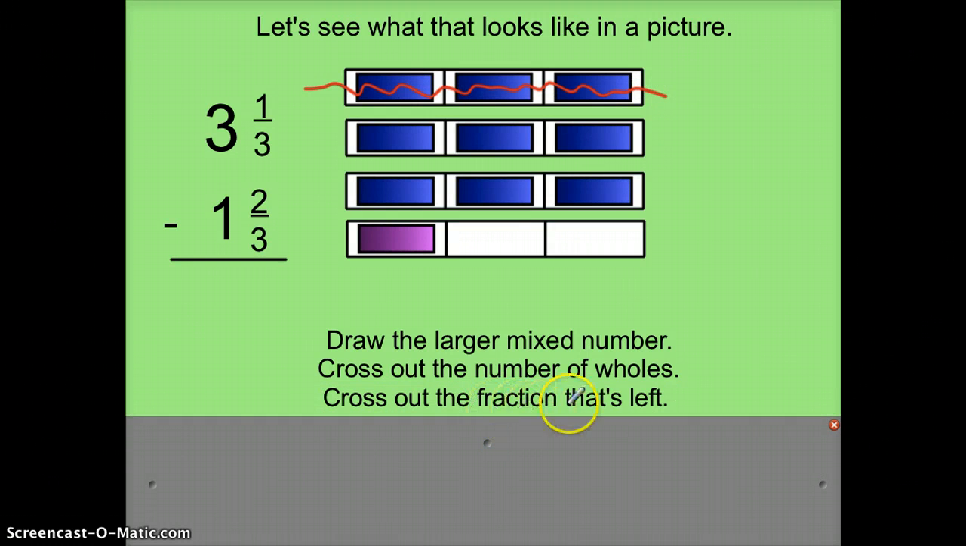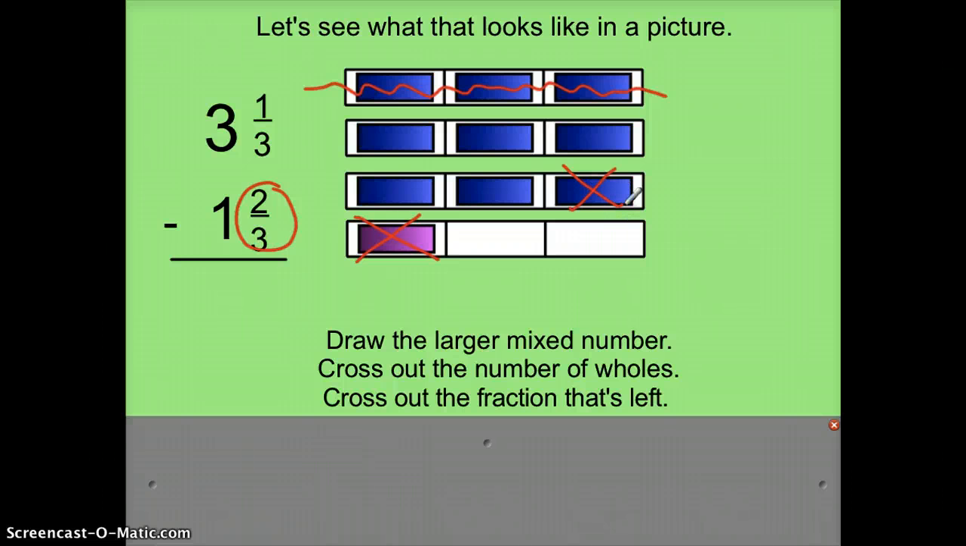Next is cross out the fraction that's left. Now the fraction that's left is 2/3, so I need to cross out 2/3. Well, here's 1/3. Now the regrouping, just like when you're doing a standard addition or subtraction problem, means you have to go to the next place value or the next column. What I'm doing here is the same thing, going to the next hole. So I've got rid of 1/3, here's 2/3.